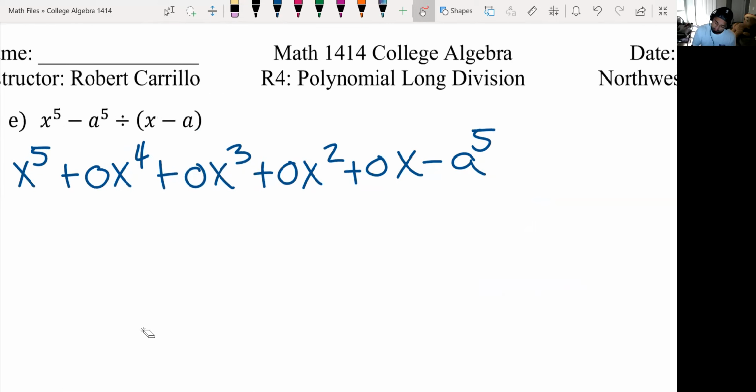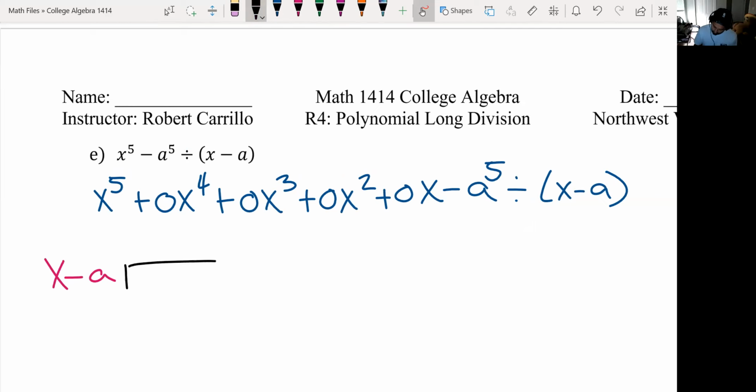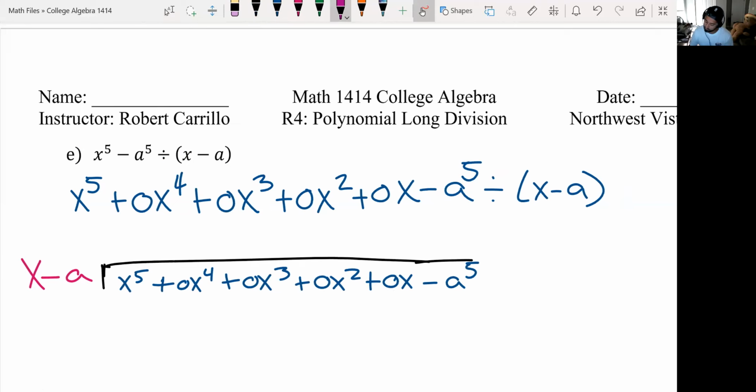Which means we're ready to go. Divisor, x minus a. Division symbol, and dividend. Side work.